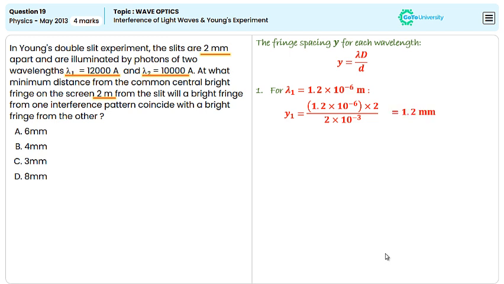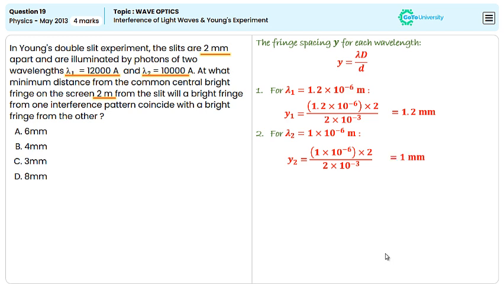Let's solve the same for lambda 2 is equal to 1 into 10 to the power minus 6 meter. We get y2 is equal to 1 into 10 to the power minus 6 into 2 divided by 2 into 10 to the power minus 3. Upon solving, we get y2 is equal to 1 mm.